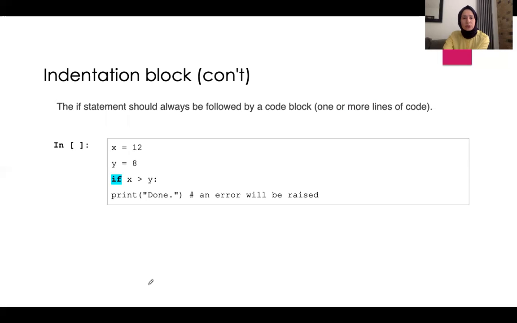The if statement should always be followed by a code block. There should be an indentation of that code block. Otherwise, the system will complain about it. If you run this piece of code here, guys, the system will tell you unexpected, unindented block. So you have to insert a code block with an indentation at the beginning after the if statement. Otherwise, it's not going to work.